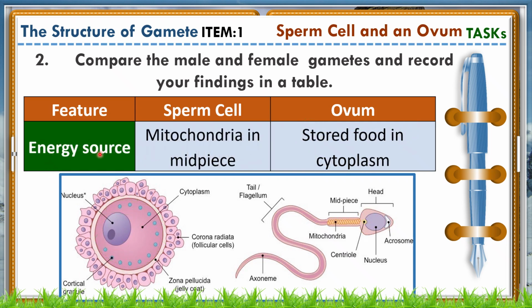Then we have the energy source. The sperm cell has the mitochondria in the middle piece, which is this middle part here. Whereas for the ovum, the energy source is stored food in the cytoplasm. So the energy for the ovum is the stored food in the cytoplasm, whereas that for the sperm is found in the mitochondria in the middle piece.